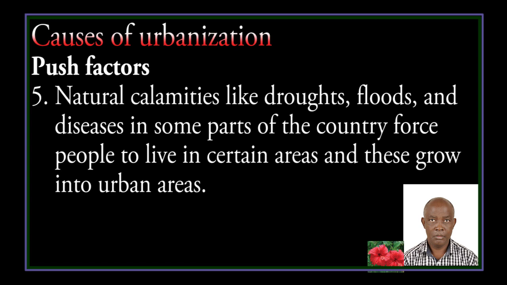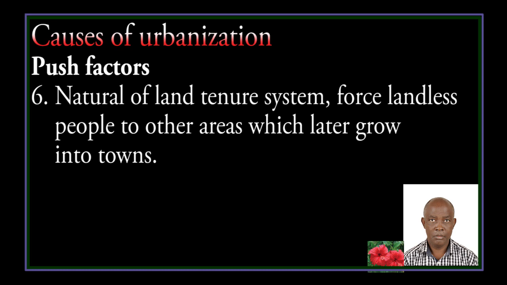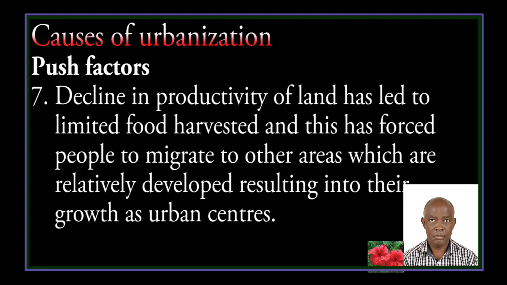The nature of land tenure system forced and displaced people to other areas which later grow into towns. Decline in the productivity of land has led to limited food harvested, and this has forced people to migrate to other areas which are relatively developed, resulting in their growth as urban centers.